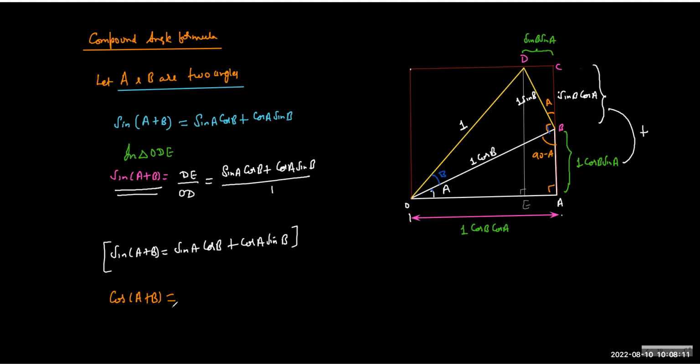What is the cos value in the same triangle? OE divided by OD, which is the same as OE because OD is anyway 1. What is OE? Can you get the OE value? Cos B cos A minus sin B sin A. Very good. So you know the answer, cos A cos B minus sin A sin B, right?